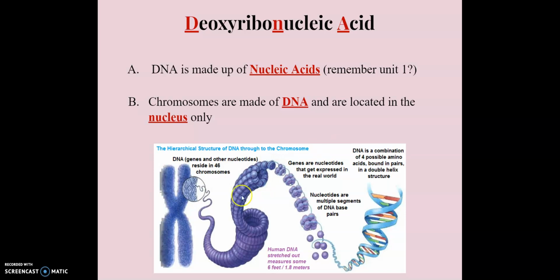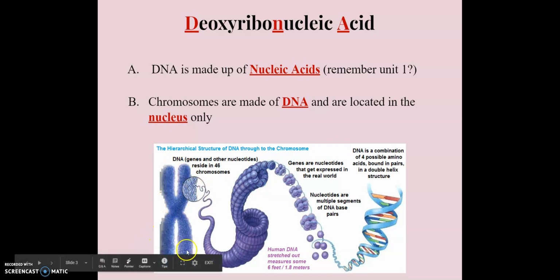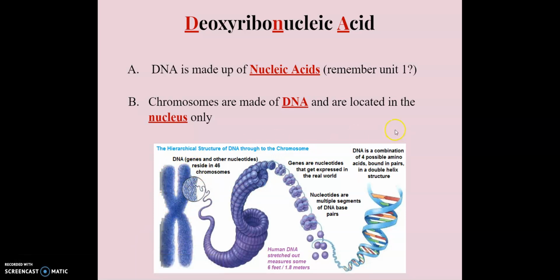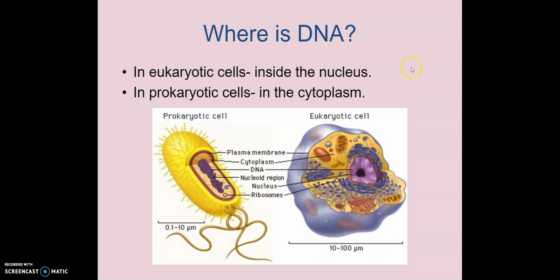And we know that chromosomes, these big X's, are made up of DNA, and they're located only in the nucleus. So we know that DNA is located in the nucleus of eukaryotes. So where is DNA? In a eukaryotic cell, it's found inside the nucleus, so all the DNA can be found here. For prokaryotic cells, it just floats around in the cytoplasm because they do not have a nucleus for it to be in.